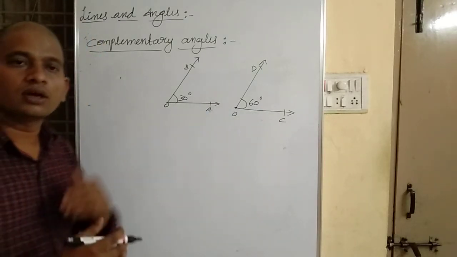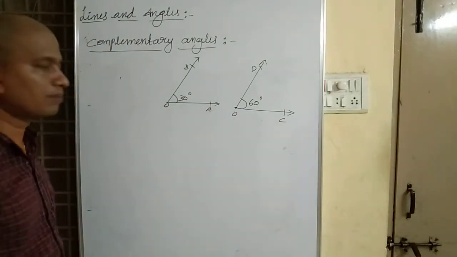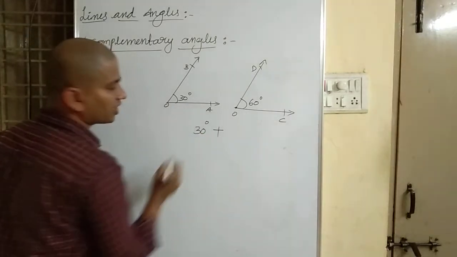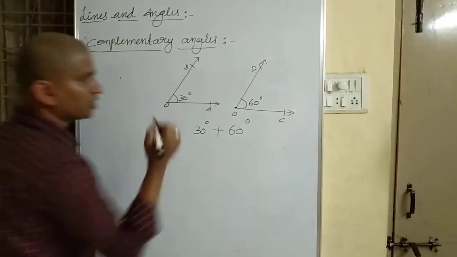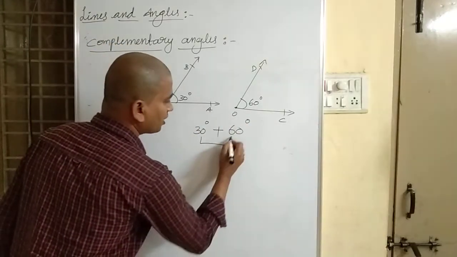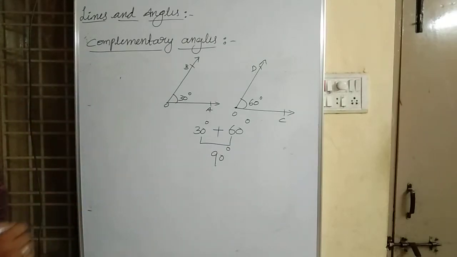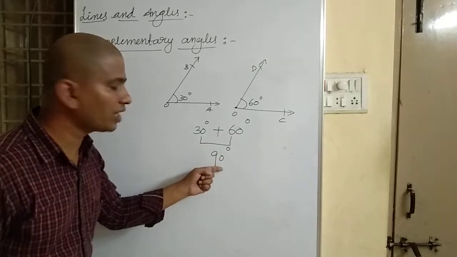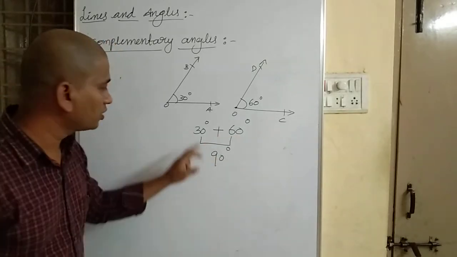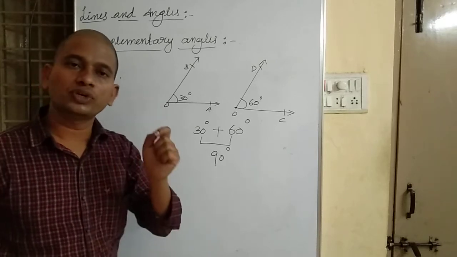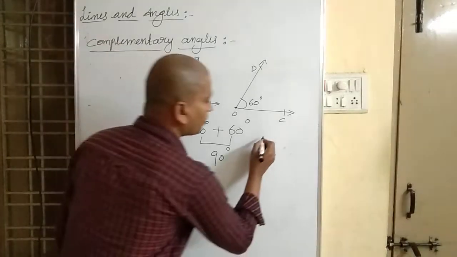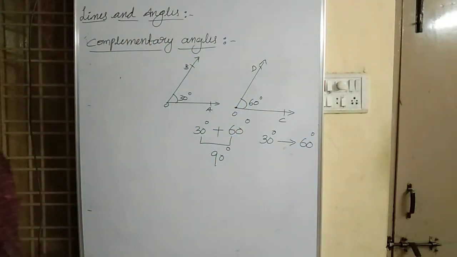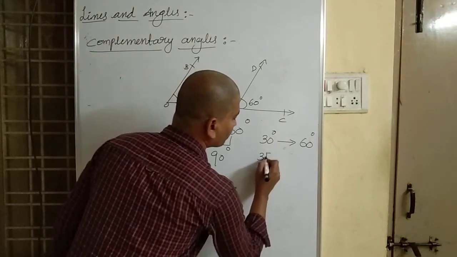When the sum of the measure of the two angles, sum means plus, the two angles are 30 degrees and 60 degrees. So what is 30 plus 60? It is equal to 90. When the sum of the measure of the two angles is equal to 90 degrees, then we say that the two angles are complementary to each other. What is the complementary angle of 30 degrees? It is 60 degrees.